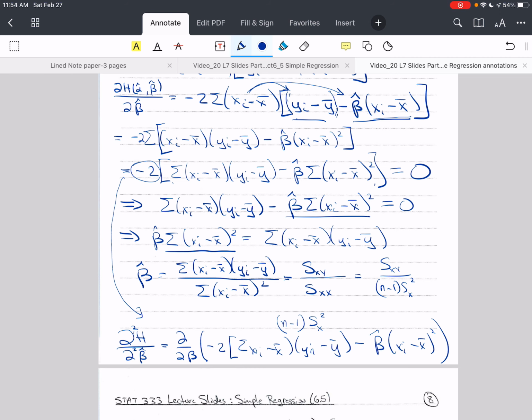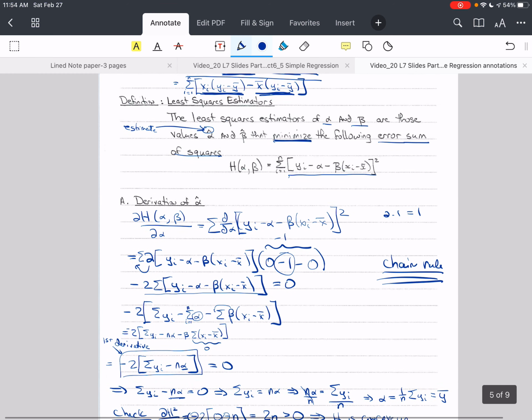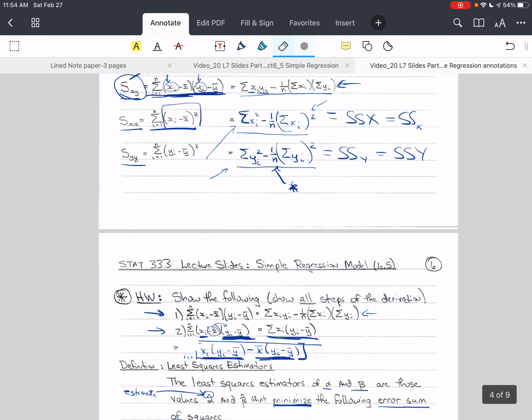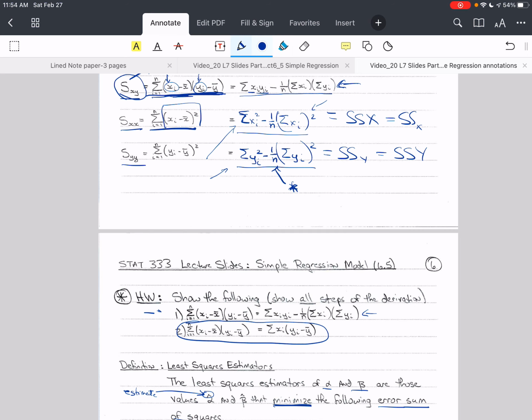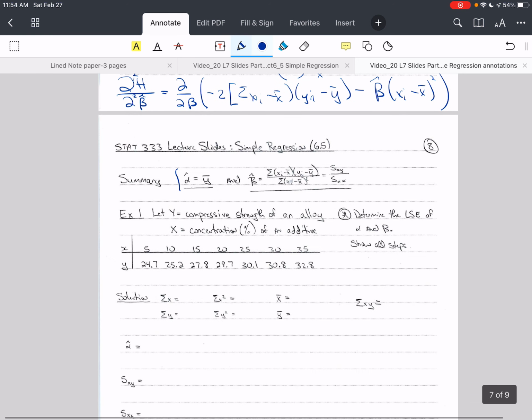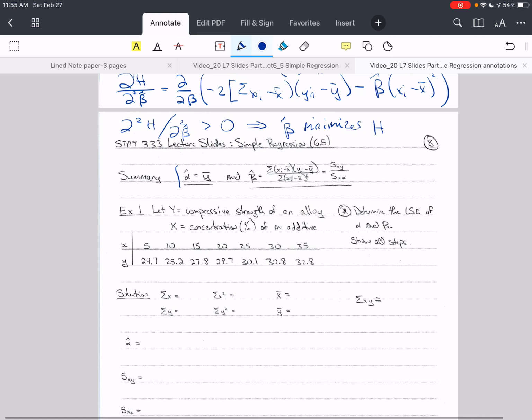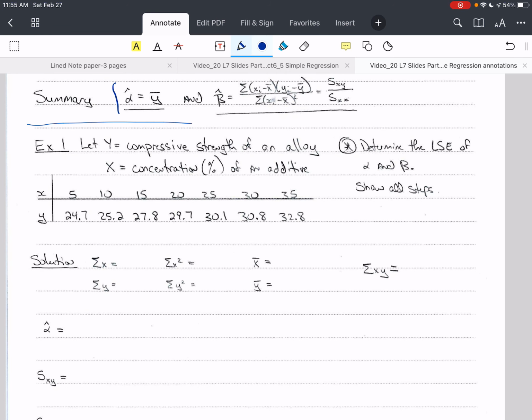Okay, and I will let you do that because to do this you need to prove this property right here, property number 2. So you can use this property in there to do that, but I won't take up more of your time on the video to do that. But this is going to be partial of h with respect to beta is going to be greater than 0, implying that beta hat minimizes h. Okay? And we will stop here, and this is a good place to pick up next time with this example.